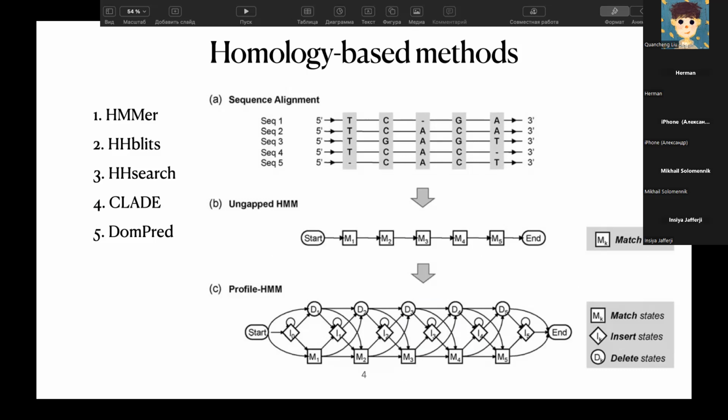Okay, you can find examples of these methods on the left side of the slide, and how it works. Domains are homologous segments in evolution, and they can also fold and work independently. So many methods work based on this information. The basic principle of homology-based methods is finding the homologous segments in different protein sequences through alignment.